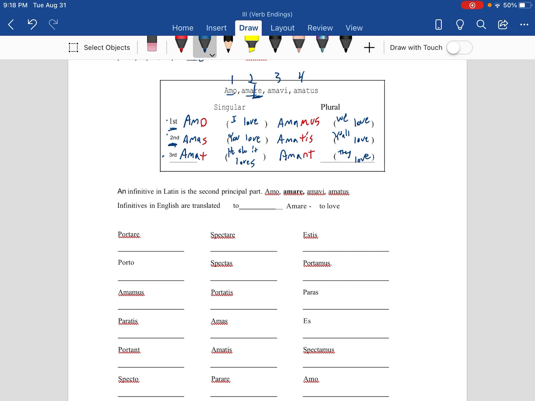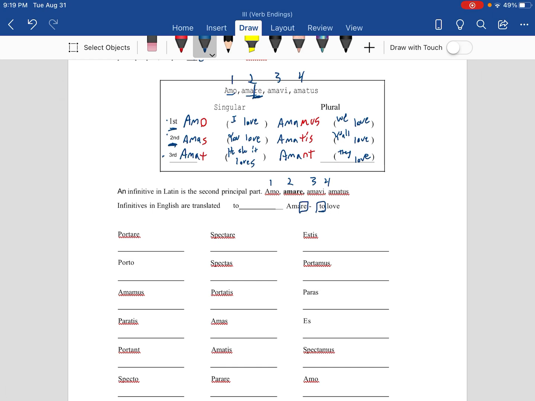Another really important thing about the second principal part, again, first, second, third, fourth: the second principal part sets up the infinitive. So this re is going to come to mean to. So amare, because it has the re on it, is to love. And that's going to be your infinitive, or with to love, your infinitive phrase.